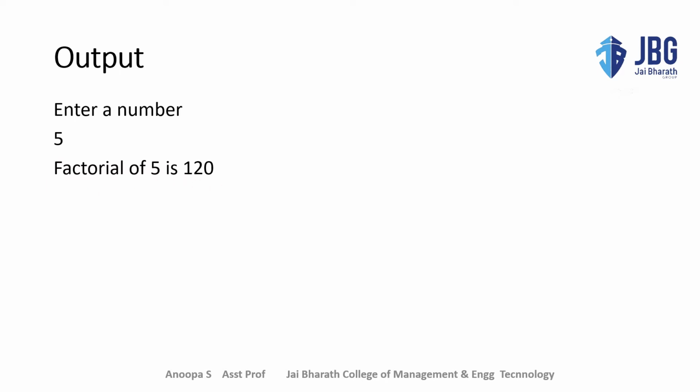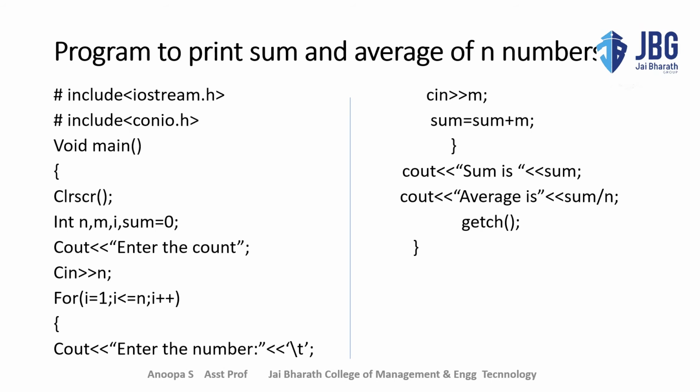So let us see one more: a program to print the sum and average of n numbers. I want to write a program to find the sum of n numbers as well as the average of n numbers. So why are we giving n numbers?